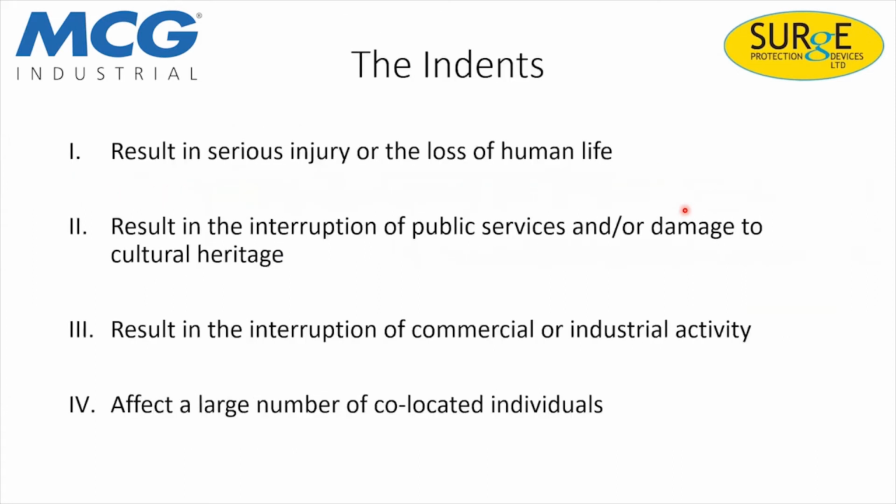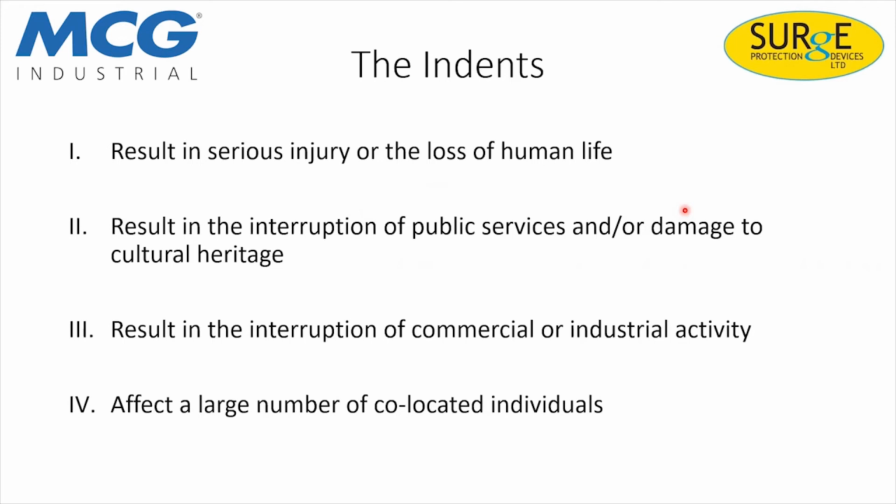So the indents we have: result in serious injury or loss of human life, result in the interruption of public services or damage to cultural heritage, result in interruption of commercial industrial activity, or affect a large number of co-located individuals. So result in serious injury or loss of human life is pretty straightforward. We've got to consider if any of them circuits on the board, if they were damaged, could result in serious injury or loss of human life. So if that board feeds something like a public fire alarm, emergency lighting, security systems, disabled pull cords, things like that, where anyone could get hurt if that went down, you would have to install surge protection.